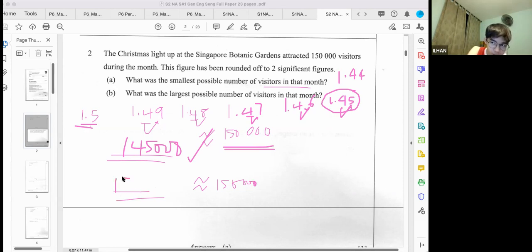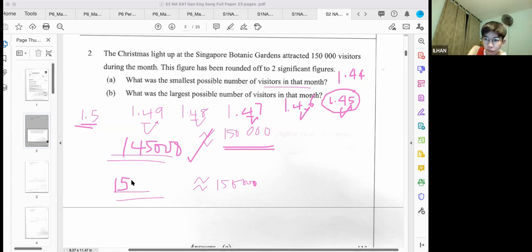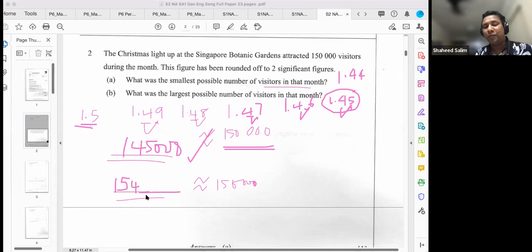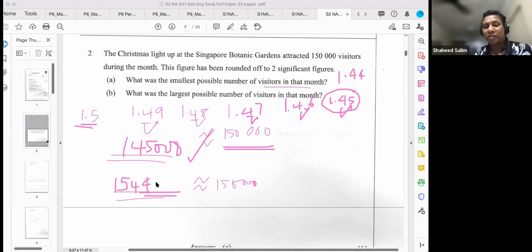154,999. Down here, three numbers, 444. Can I ask you 555? 666 also possible. 777 also possible. 888 also possible. 999 is the biggest. You add one more to this, become 155,000. Cannot already.